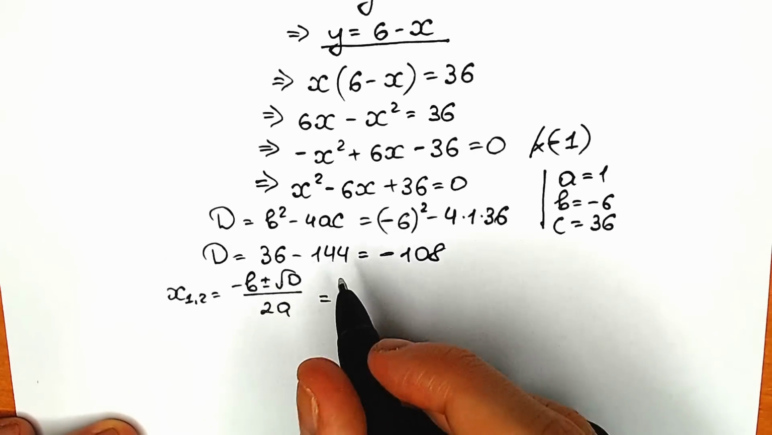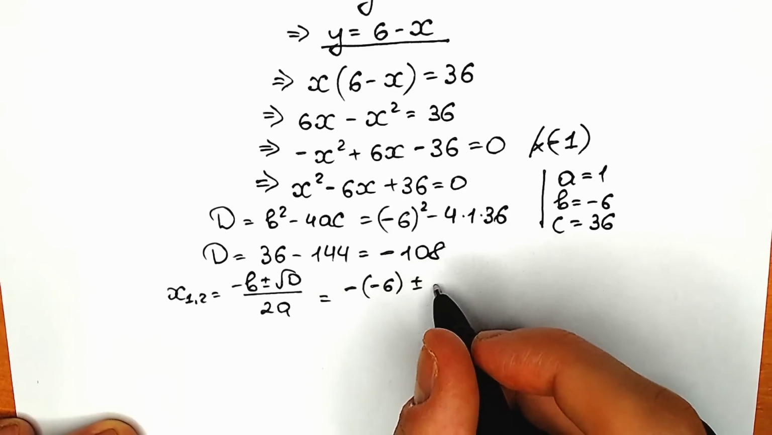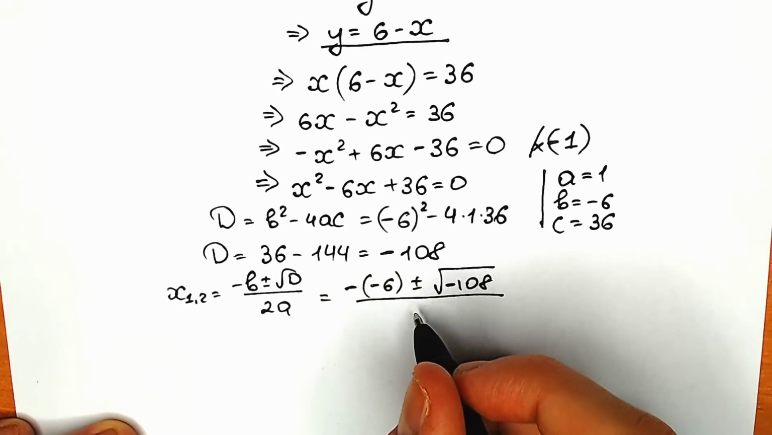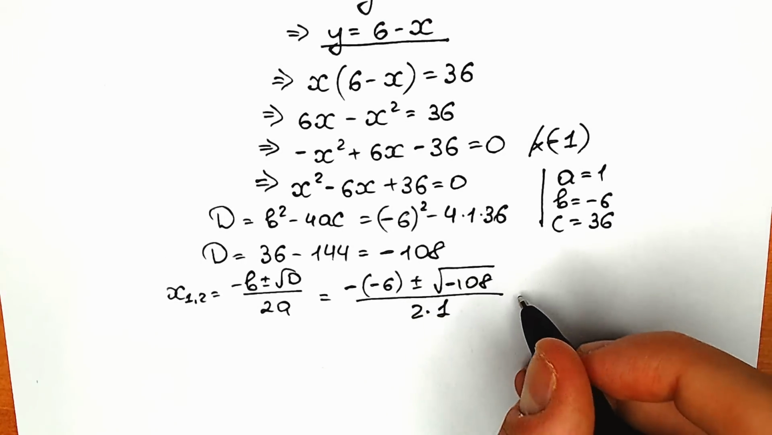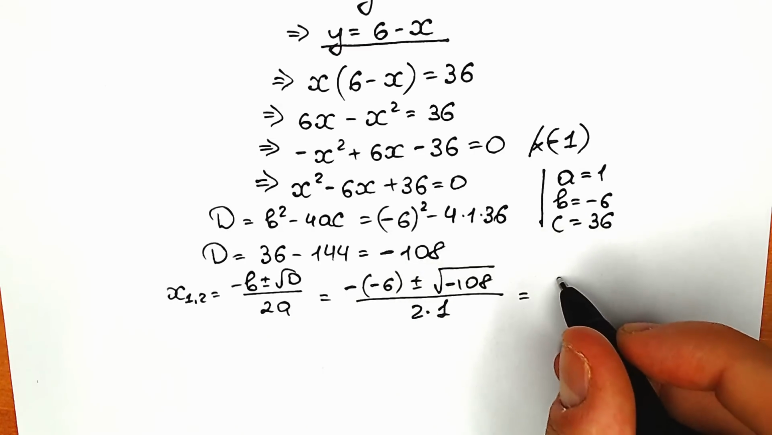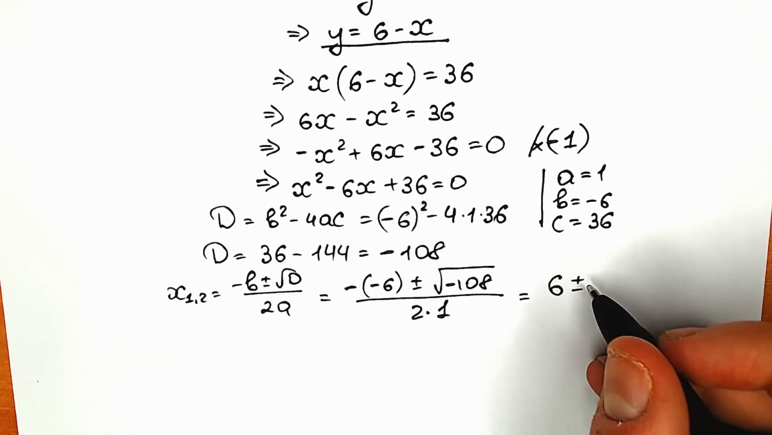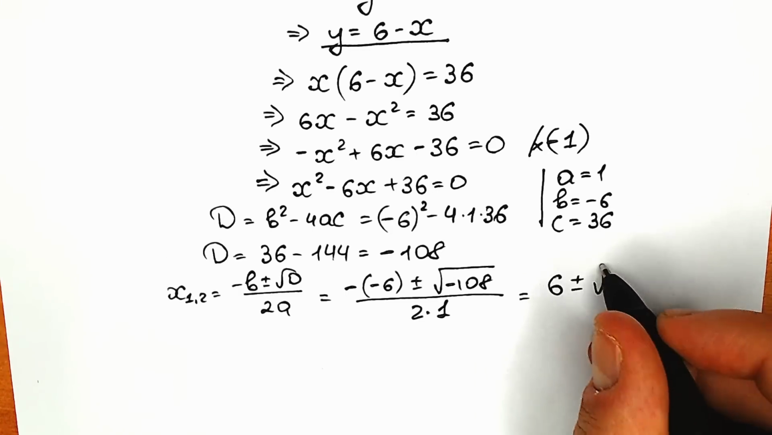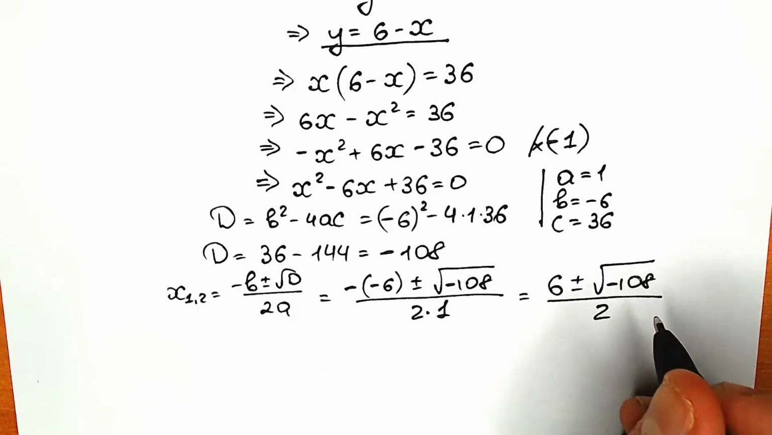So equal to minus b, which is 6, plus minus the square root of the discriminant, the square root of minus 108, and all over 2 times 1. Let's simplify this a little bit. As a result, we have 6 plus minus the square root of minus 108. We can easily express it in another way, as a product. I write it like that, minus 108, and right now we're going to find its factors.